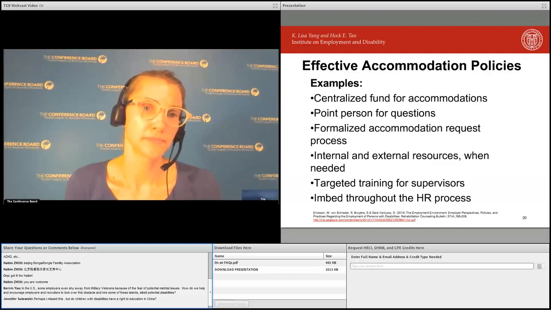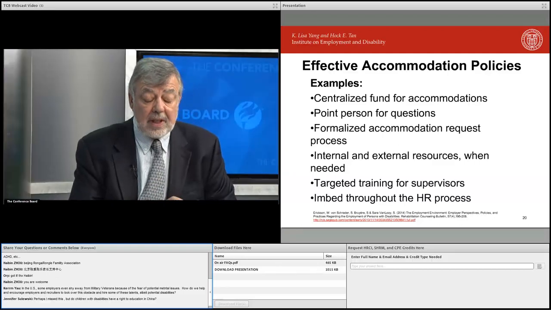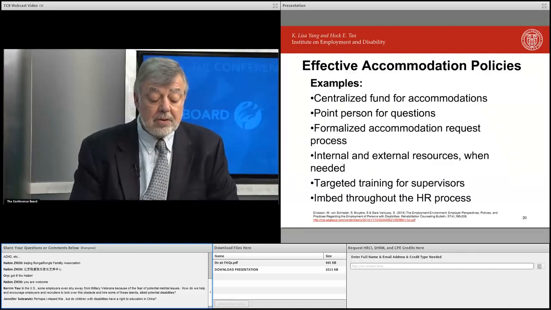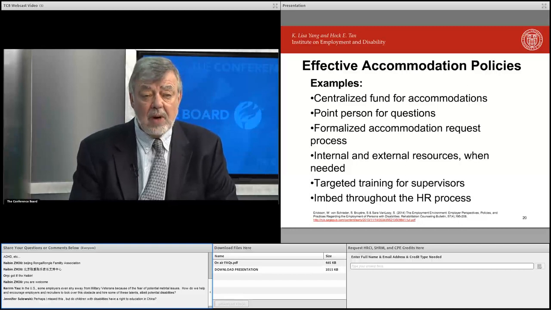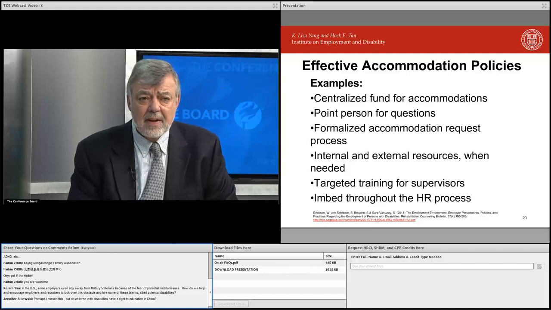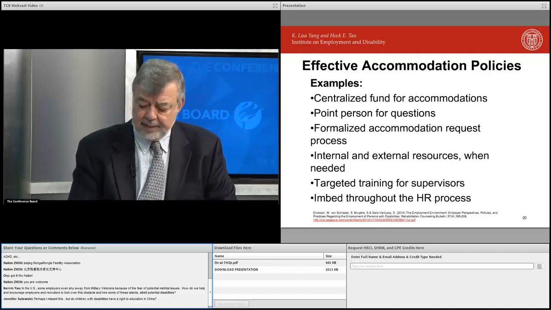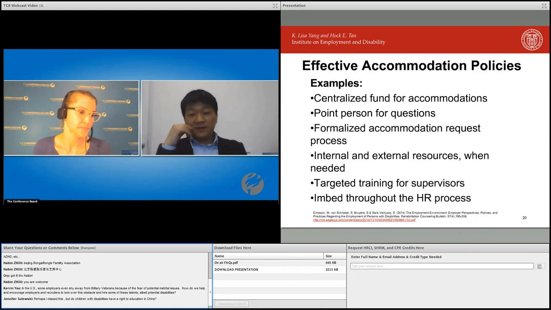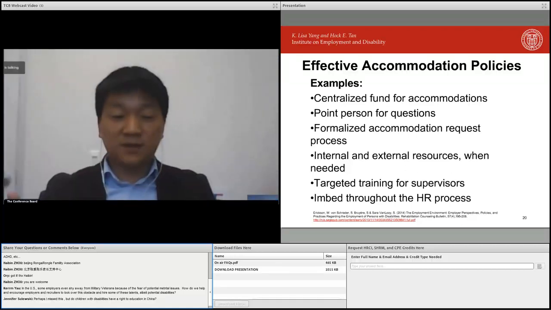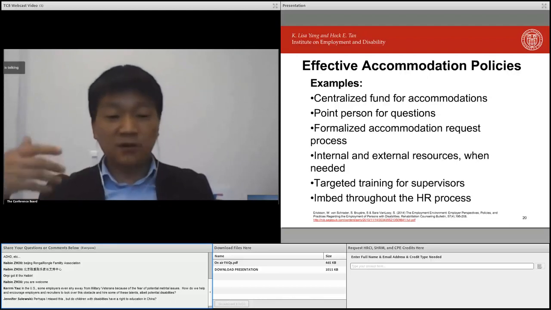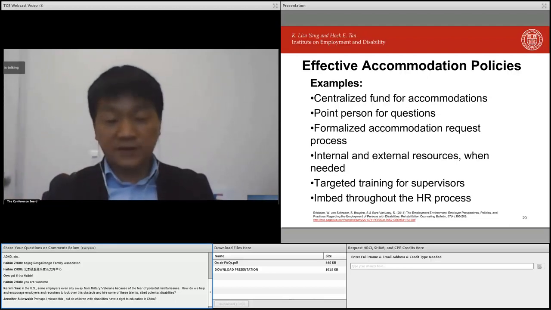Okay, that's good. Just to throw out one basic question that did come in from the audience. It was a question about children with disabilities and whether they have a right to education in China. Yes, they have a right to education. Okay. But the numbers show that nearly half of the students with disability go to the segregated education system. Only half of them of school age can go to inclusive education.